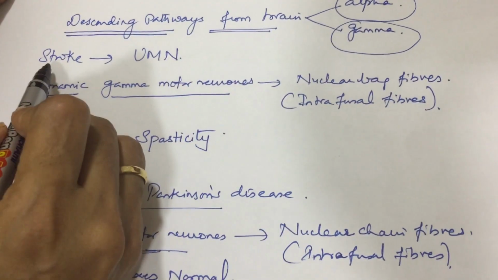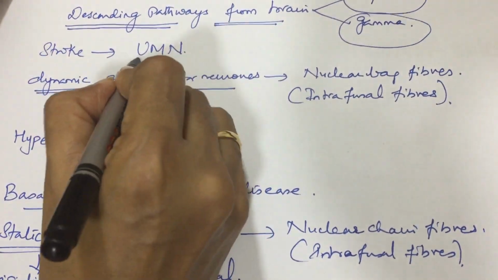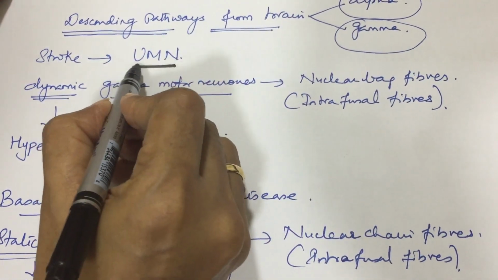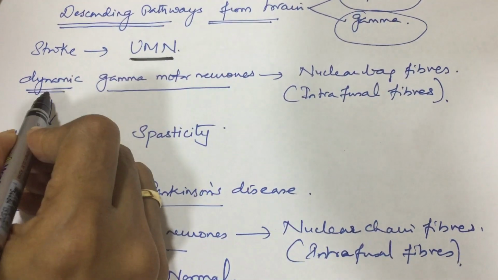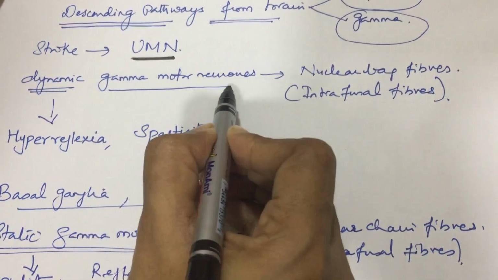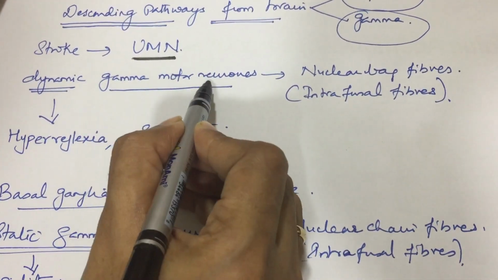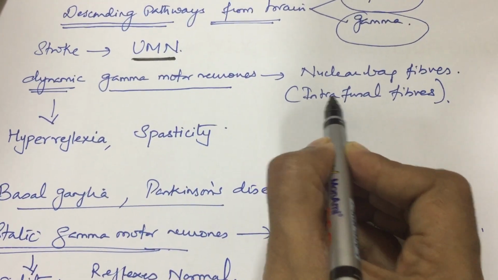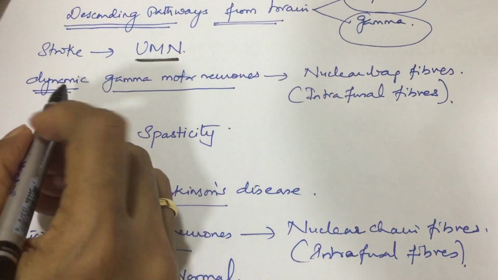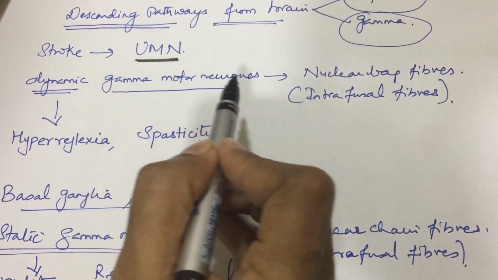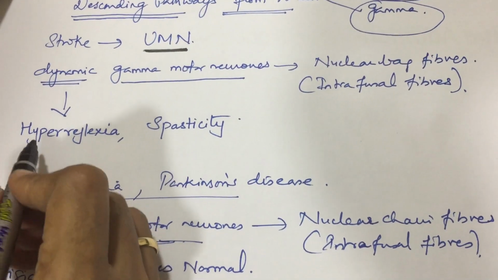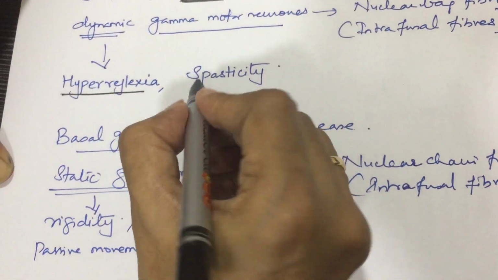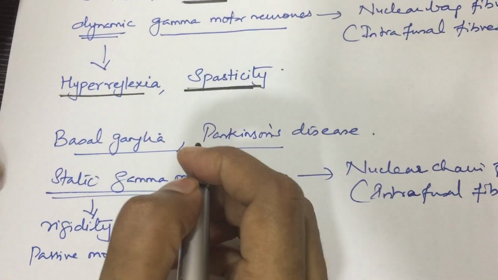For example, in cases of stroke where the upper motor neurons are involved, or when there is a pathology affecting the upper motor neurons, it affects the dynamic gamma motor neurons. The dynamic gamma motor neurons innervate the nuclear bag fibers, which is a kind of intrafusal fiber. When the dynamic gamma motor neurons are affected, it causes exaggerated reflexes, a term called hyperreflexia, and spasticity of muscles.